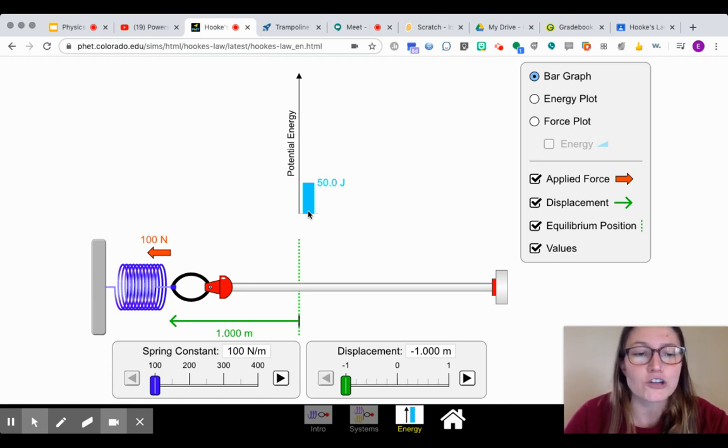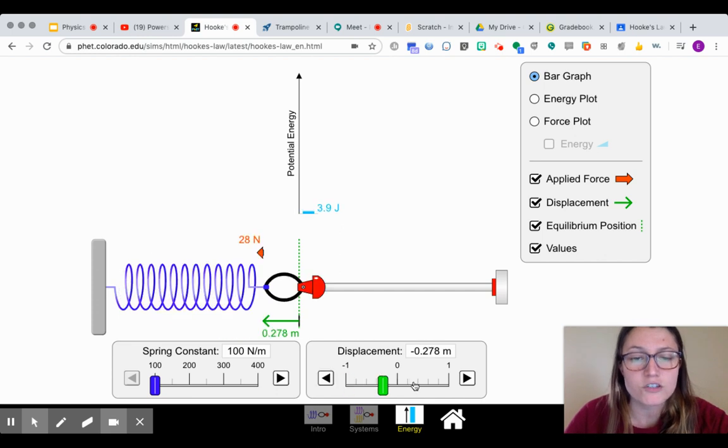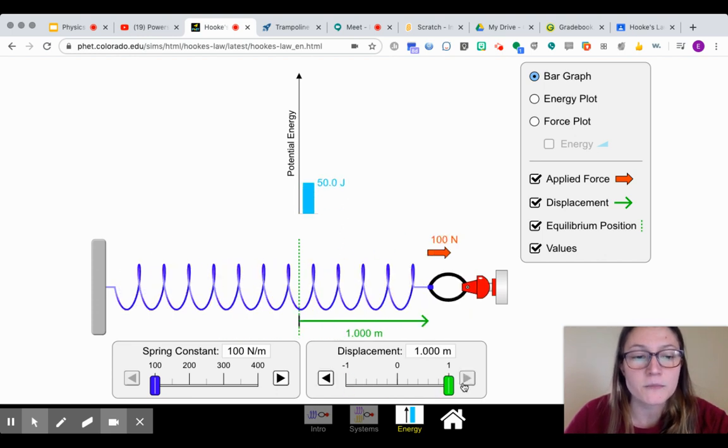Energy is a scalar quantity, meaning that it does not have direction. It will not be negative. So whether the spring is compressed or stretched by a meter, the elastic potential energy is the same. It has the same potential, okay, regardless if it's a negative or a positive stretch.